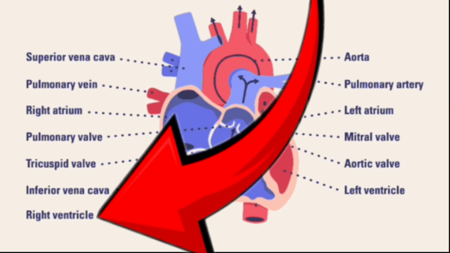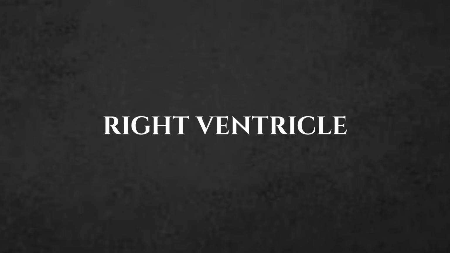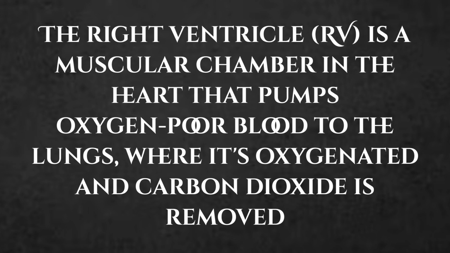Right ventricle. The right ventricle is a muscular chamber in the heart that pumps oxygen-poor blood to the lungs, where it's oxygenated and the carbon dioxide is removed.